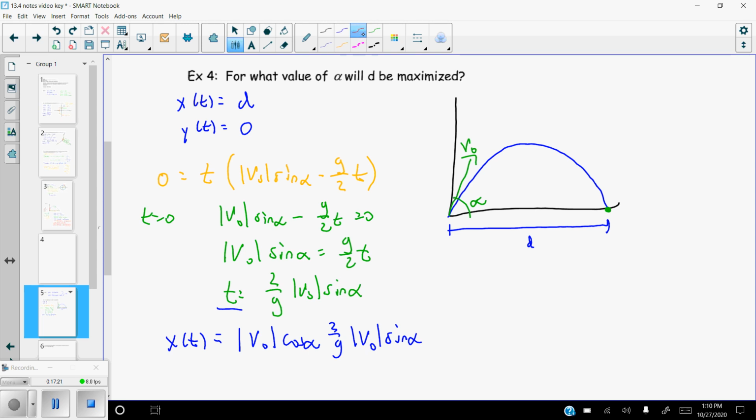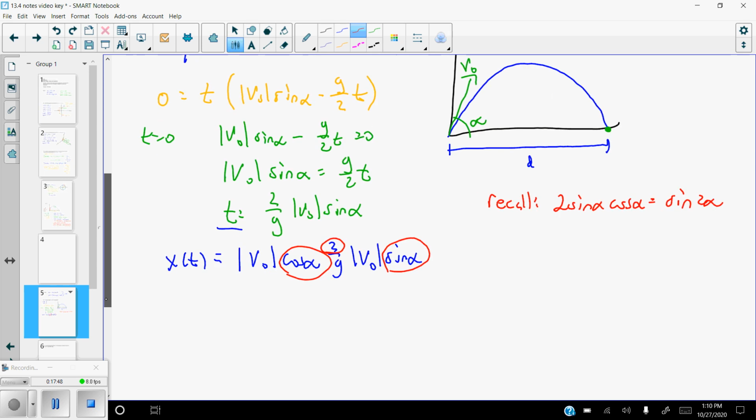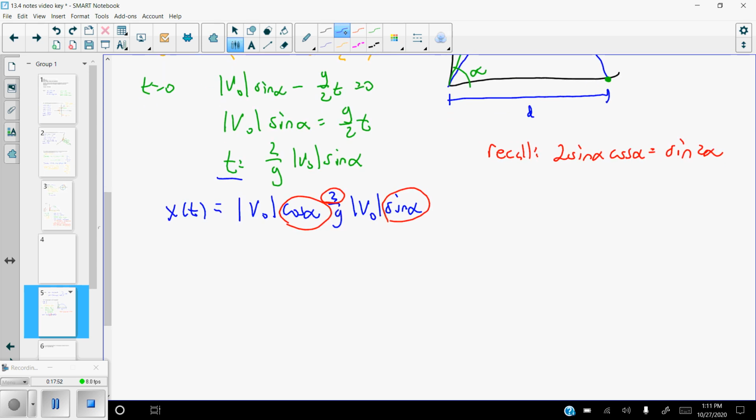All right, so now we have to recall something. And this is why I wrote this as 2 over g. If you have 2 sine alpha, cosine alpha, all being multiplied together, recall that there's an identity which says that 2 sine of alpha cosine of alpha is the same thing as sine of 2 alpha. So we're going to replace everything that's circled in red with sine of 2 alpha. So x of t now is going to equal, now I've got 2 of those magnitude of initial velocities multiplied together, so it's going to be the magnitude of the initial velocity squared over g times the sine of 2 alpha.